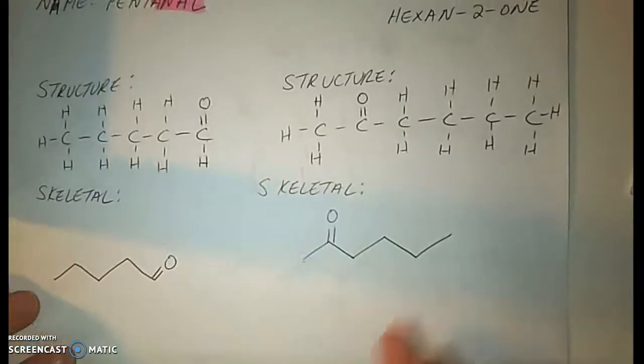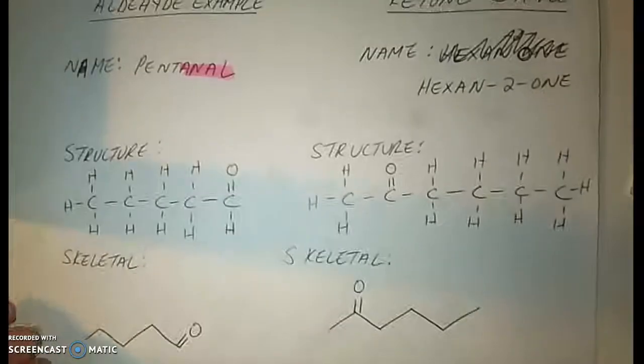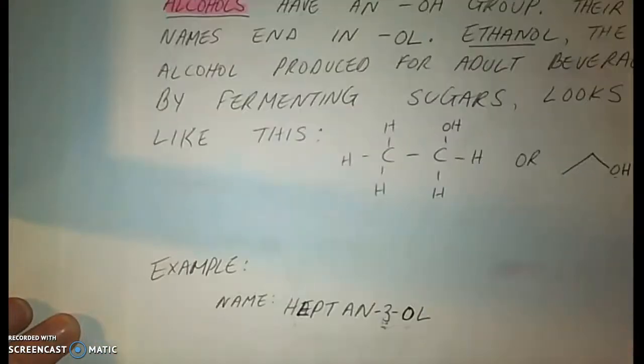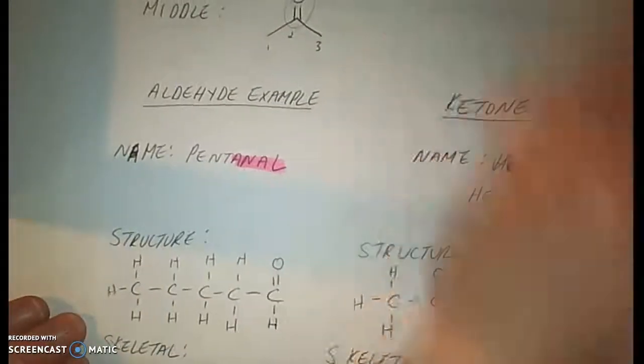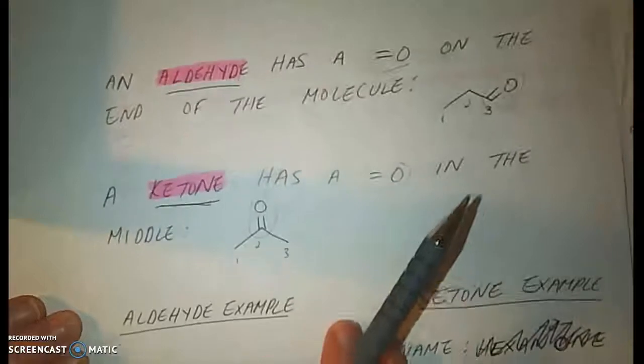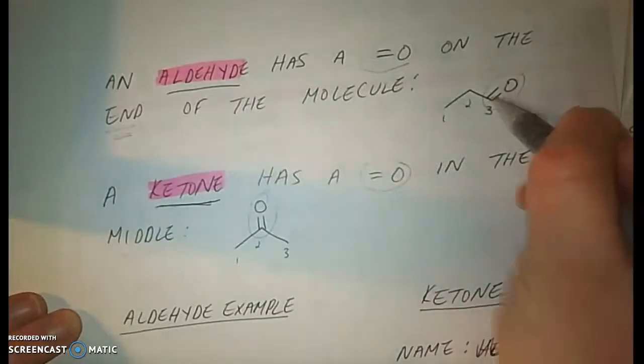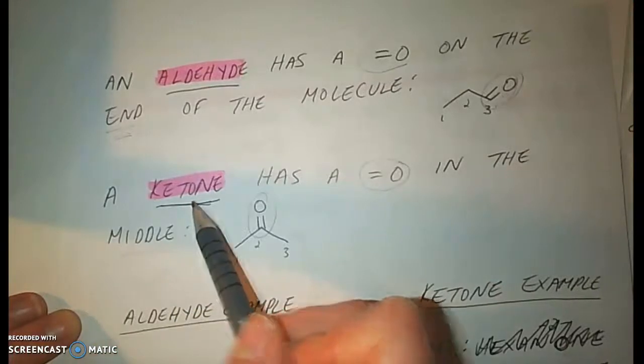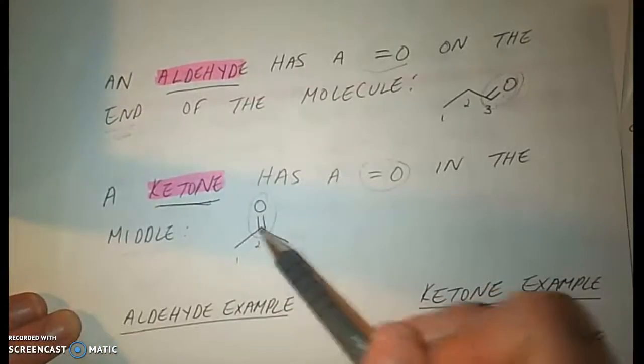Okay, thanks for watching. So that covered 3 of our different types of organic compounds. On the previous page, we had alcohols right there, which have an OH group. And then on the second page, we had aldehydes, very nice, which have a double bond to oxygen on the end. And then we had ketones, very similar to aldehydes, but they have a double bond to oxygen somewhere in the middle.